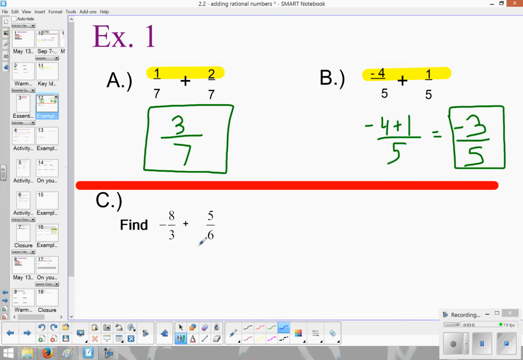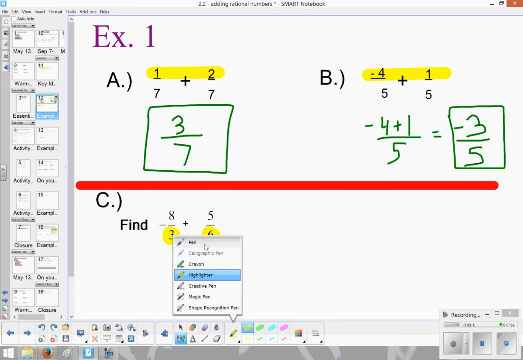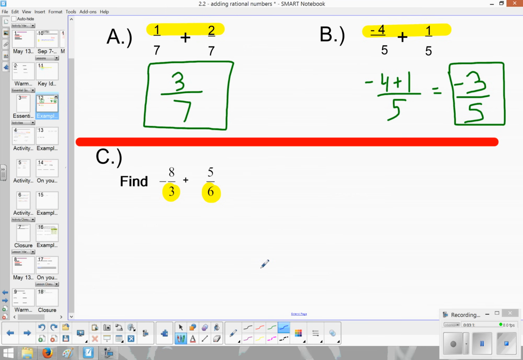The denominators are not the same. We have a 3 and a 6. So notice they are not the same. So what we're going to have to do now is make sure we can find a denominator they have in common. So to do that, we will find what is called the LCD. It stands for lowest common denominator.